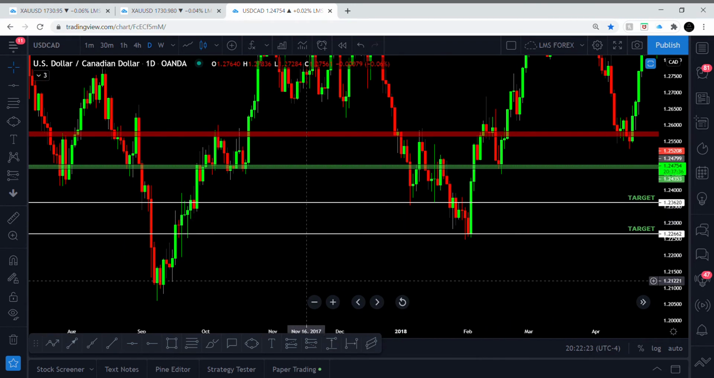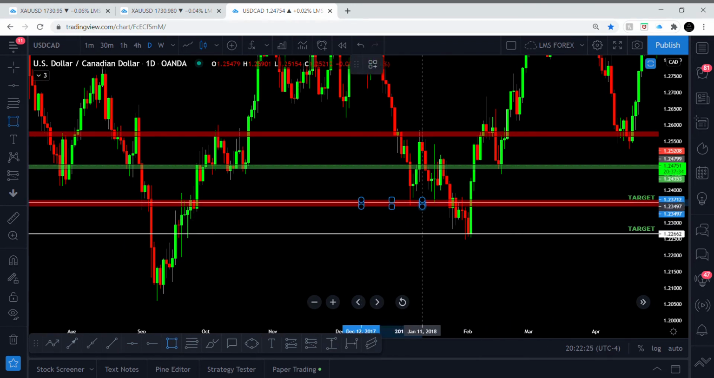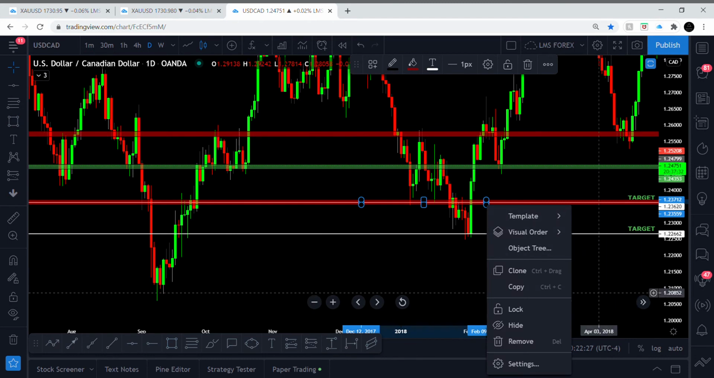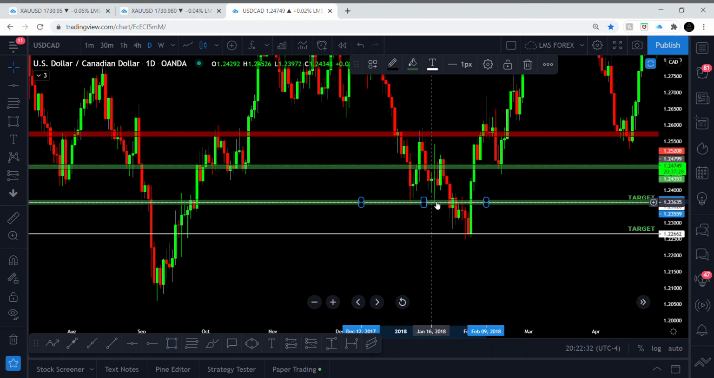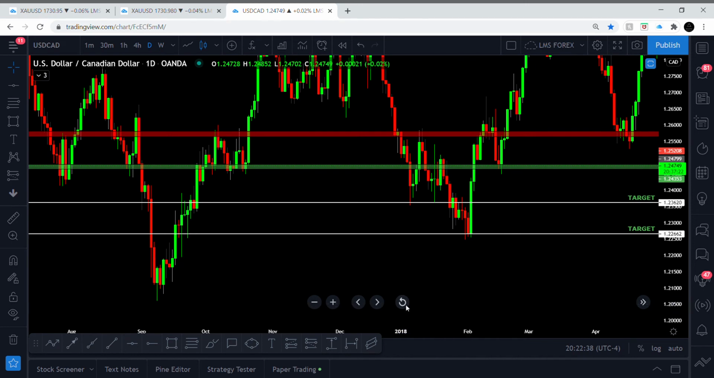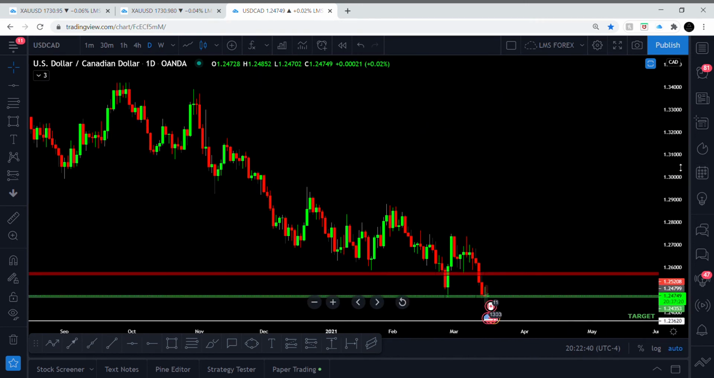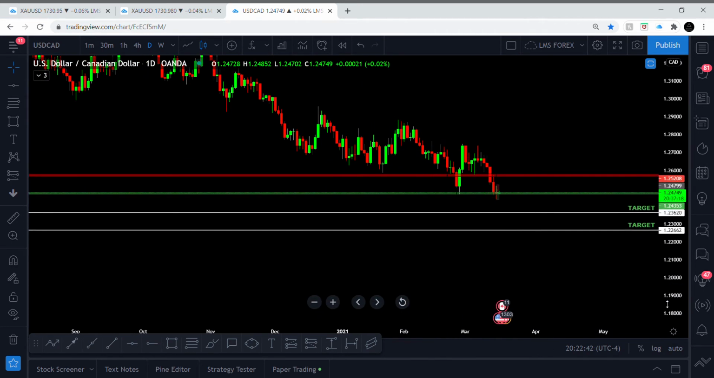Why here? Because this level right here has been tested also, and it has worked as a support before, as you can see. Alright, support here, support there. So price more than likely is going to come to this level and try to find support. Okay, so this is where we're expecting right now on this market.